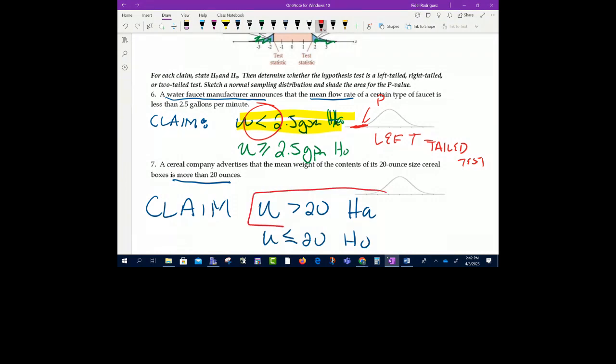Remember, you guys, we're always going to try to figure out what kind of test it is, and we're always going to look at the Ha. The Ha says that arrow is pointing to the right. So I'm going to do a little piece over here, and I'm going to say that is a right-tailed test. Okay, boom. And we got that part done.